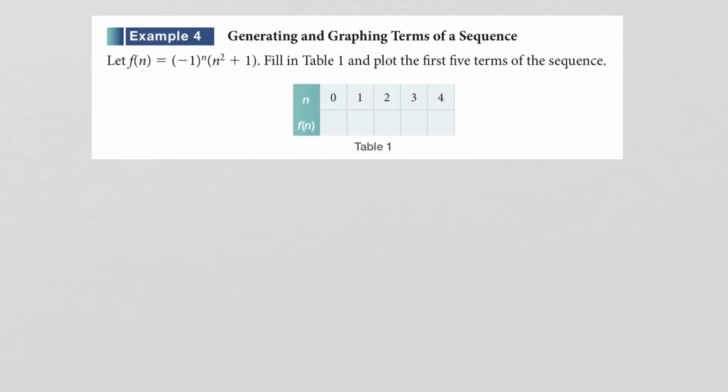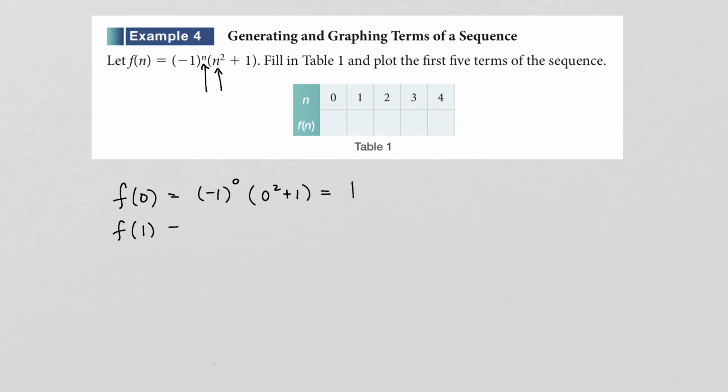Now for the next example, they want us to simply fill in the table and plot the first 5 terms of the sequence. So here are the n values. We want to find f of n. Here is the formula. So this is just a matter of plugging stuff in. So to do f of 0, we're going to plug in 0 for n in both of those places. So we're going to have -1 to the 0 times 0 squared plus 1. Now we just talked about this. -1 to the 0 is +1 times 1. So that's going to be 1.